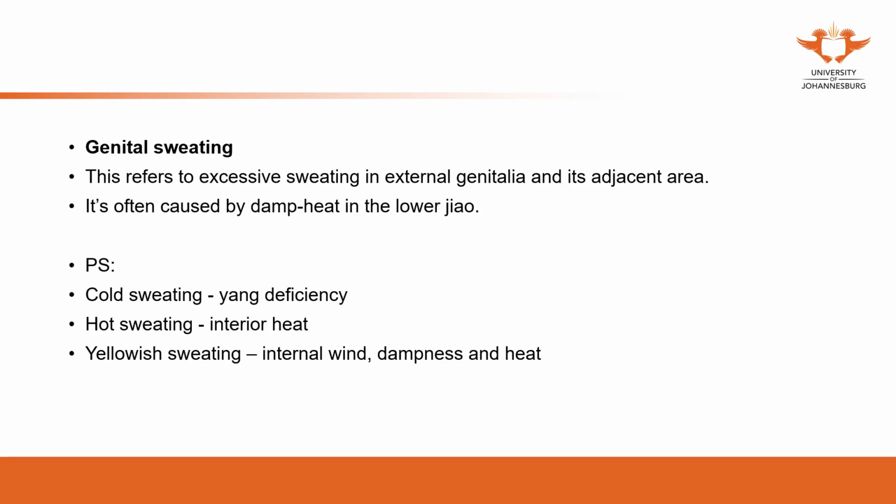The last type of sweating is genital sweating. This refers to excessive sweating in the external genitalia and its adjacent area, and this is often caused by damp heat in the lower jiao. The lower jiao here mostly refers to the liver and kidney, especially liver fire and liver heat. The reason it is mostly related to liver fire or liver heat is because of the liver meridian. Do you still remember where the liver meridian travels? The liver meridian travels from the foot and ascends the legs and goes around the external genitalia.